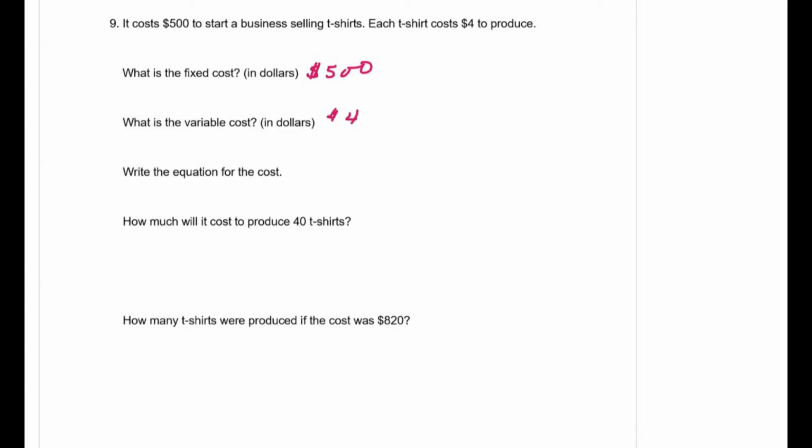Write an equation for the cost. I'm going to use x and y in my equation. y is going to be my dependent variable. x is the independent variable. It's going to cost $500 to start up the business plus $4 for every t-shirt, and x is the number of t-shirts. Now, you may be asked to write this in slope-intercept form, when you have the x first and then the 500. Just double check your directions in MyMathLab to see what they want.